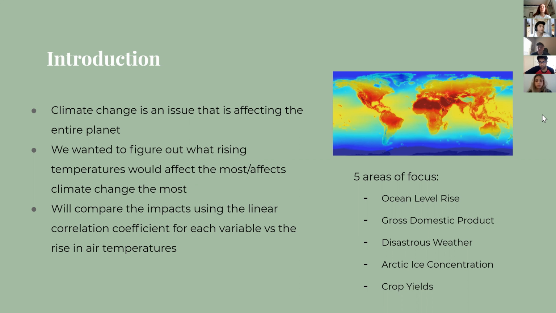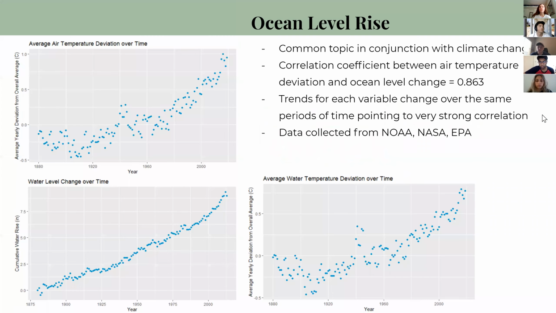rising air temperatures. The first area we looked at was ocean level rise because this is a very common topic in conjunction with global warming. The 2 more varying scatterplots showed the change in air and water temperatures over time. They both show the same trends as time goes on, being fairly flat from 1880 to about 1940 with a large spike and then a continuous upward trend.